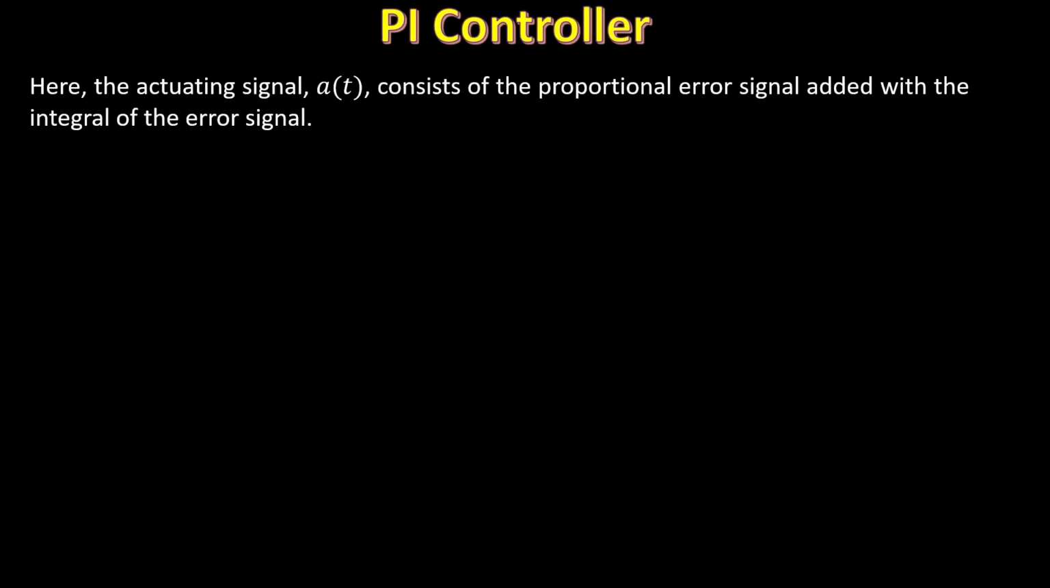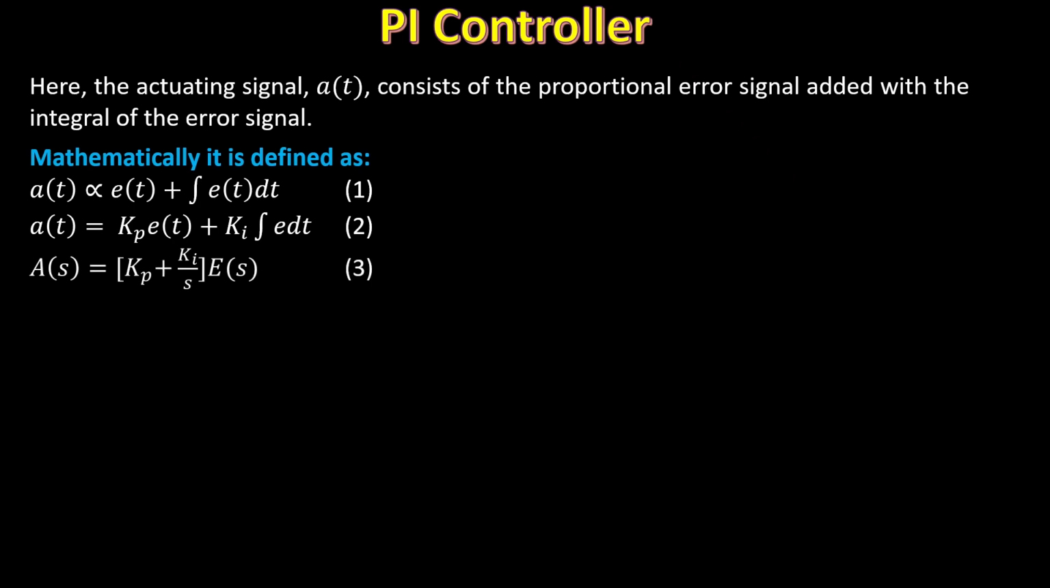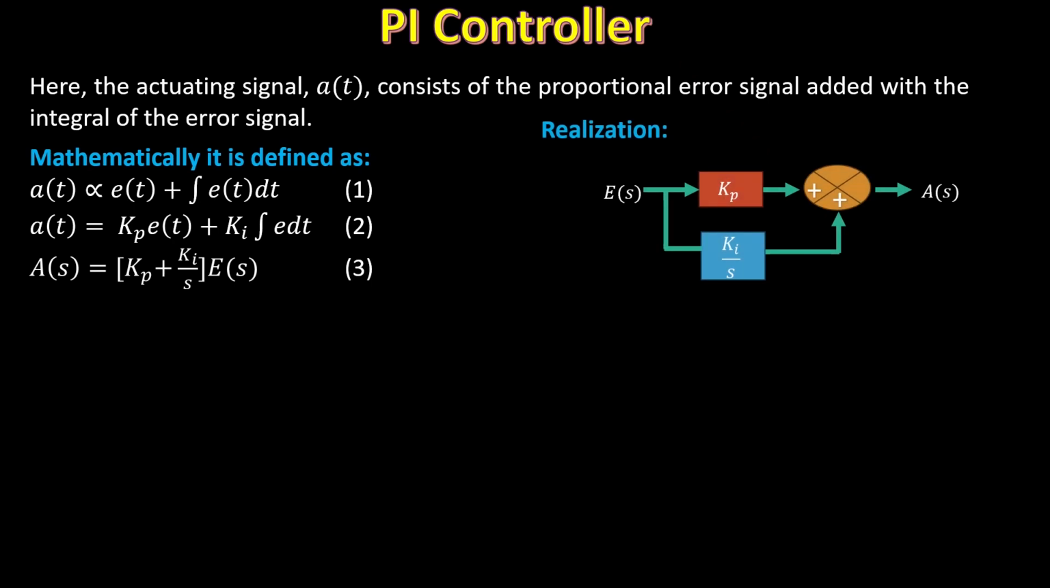Similar to the PD controller, in the PI controller, the actuating signal is proportional to the error and the integral of this error. So we can easily write equation number 2 as mentioned here, and after Laplace transformation, we can write down the A(s) formula. And the realization is again very simple, not very complicated. The actuating signal A(s) is the summation of two signals: Kp into E(s) plus Ki by s into E(s).